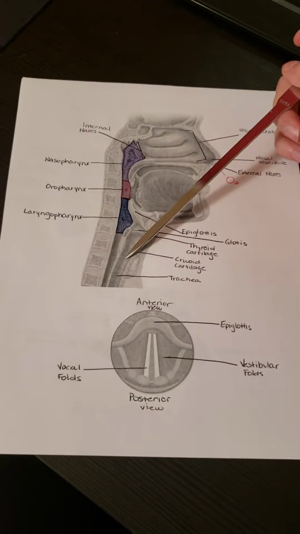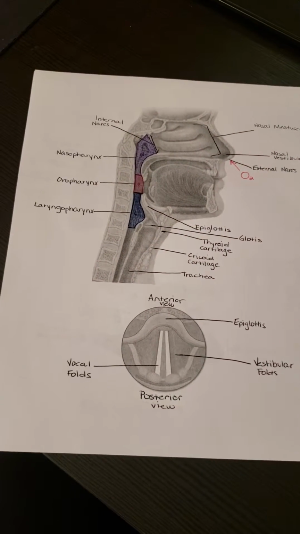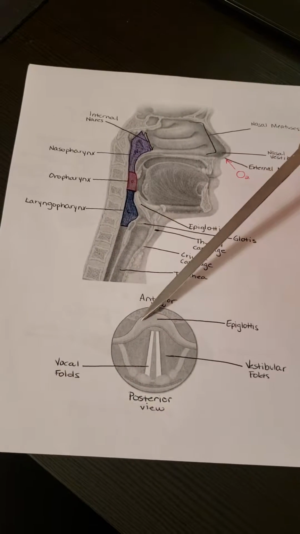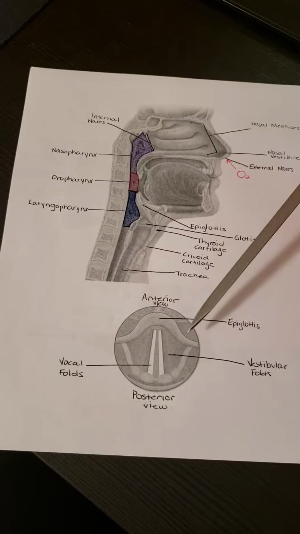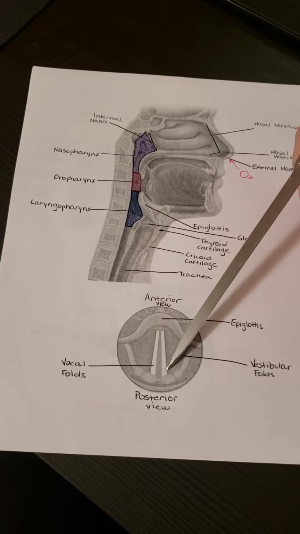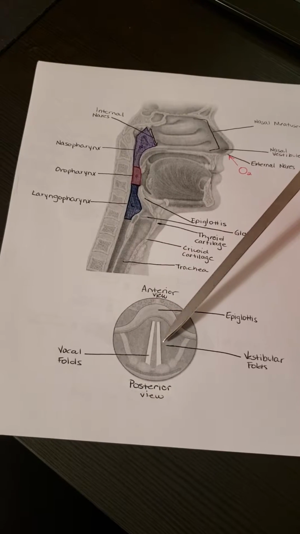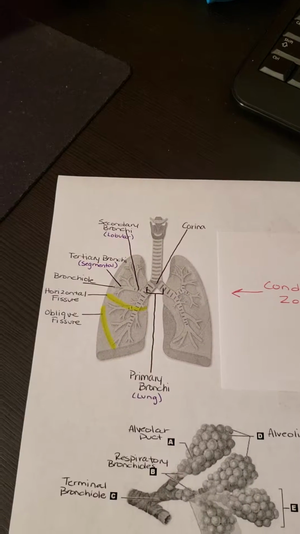So to see a little bit better, I took a transverse section of the glottis. This is the anterior view. We know this because this is the epiglottis. So the folds that actually touch each other are called the vocal folds, and as we move laterally, we have the vestibular folds.